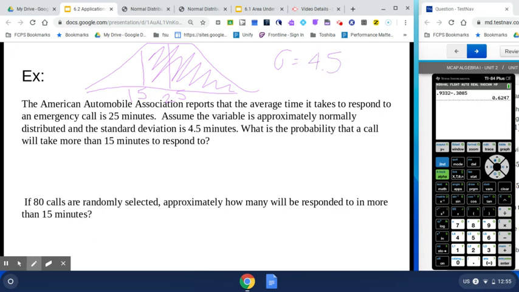All right, let's convert that 15 into a z-score. So the data value of 15 minus the mean of 25 and divided by the standard deviation of 4.5. That gives me a difference of negative 10. And if I divide that by 4.5, I get negative 2.22. I'm going to go ahead and look that up on the negative z chart.